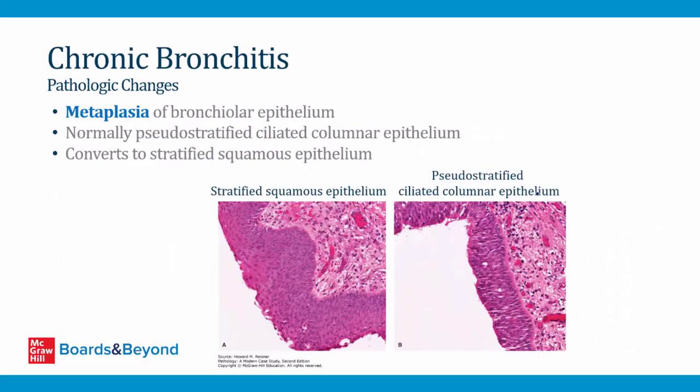Another pathologic change that you can see post-mortem in patients who die from chronic bronchitis is metaplasia of the bronchiolar epithelium. So this is what the bronchiolar epithelium should look like. The epithelium lining the airways in the bronchioles should be pseudostratified ciliated columnar epithelium. But when you chronically expose the bronchioles to irritants like cigarette smoke, they undergo metaplasia and convert to stratified squamous epithelium, which looks like what you see in this picture right here.